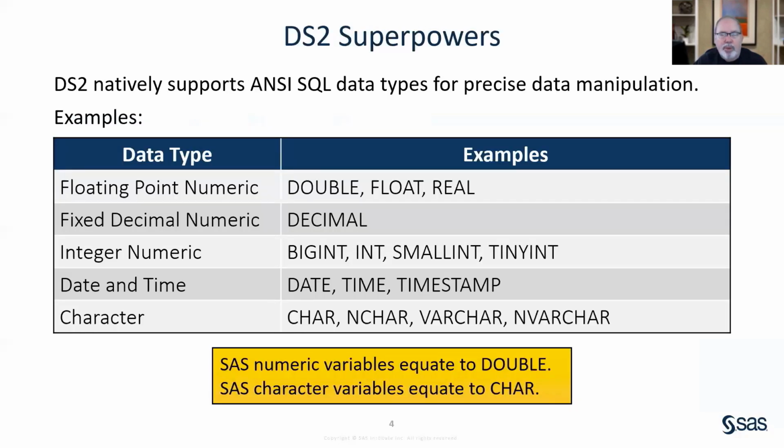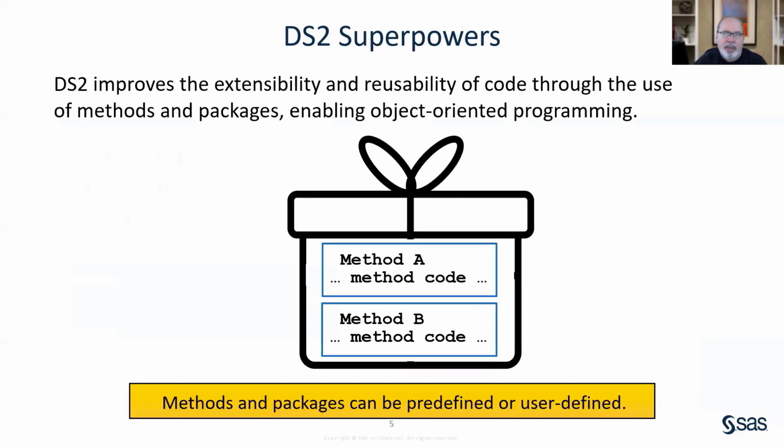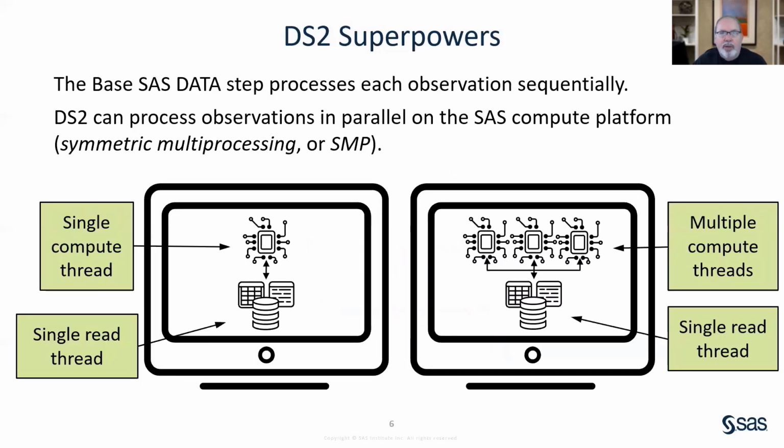DS2 does provide us with some superpowers. The first one is that DS2 can handle most of the ANSI data types natively without having to have them down converted to double precision numeric or fixed width character. In addition, DS2 provides a simple mechanism for extending the language. This means that you can write your own methods for DS2, package them together, and reuse them very easily in subsequent programs.